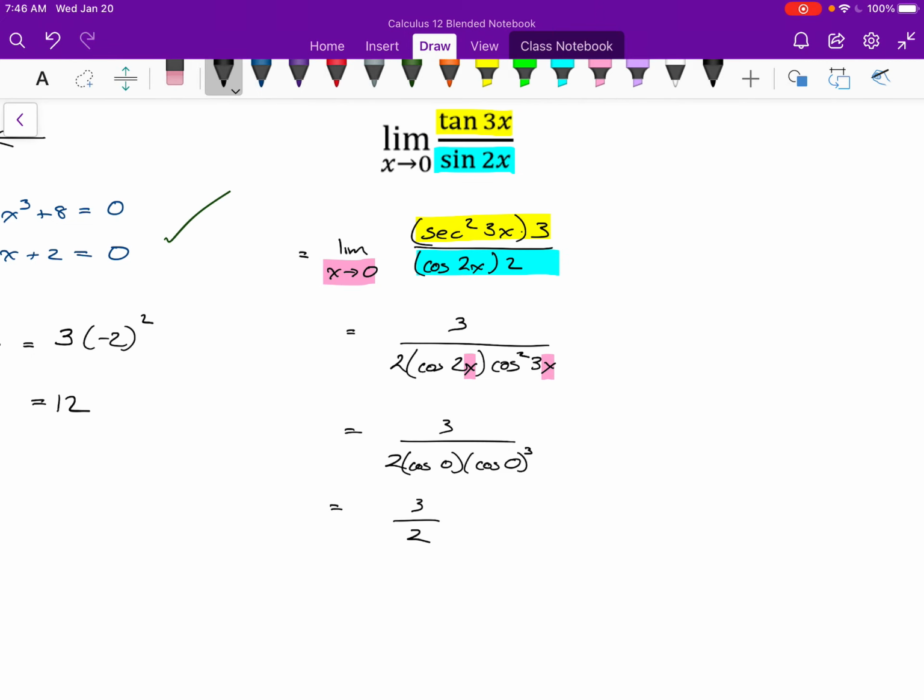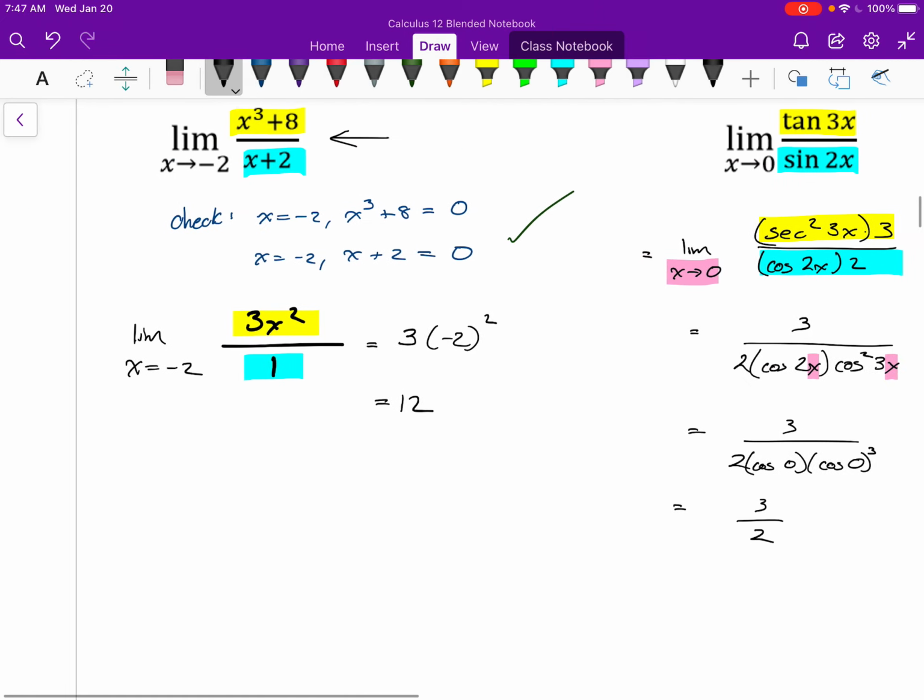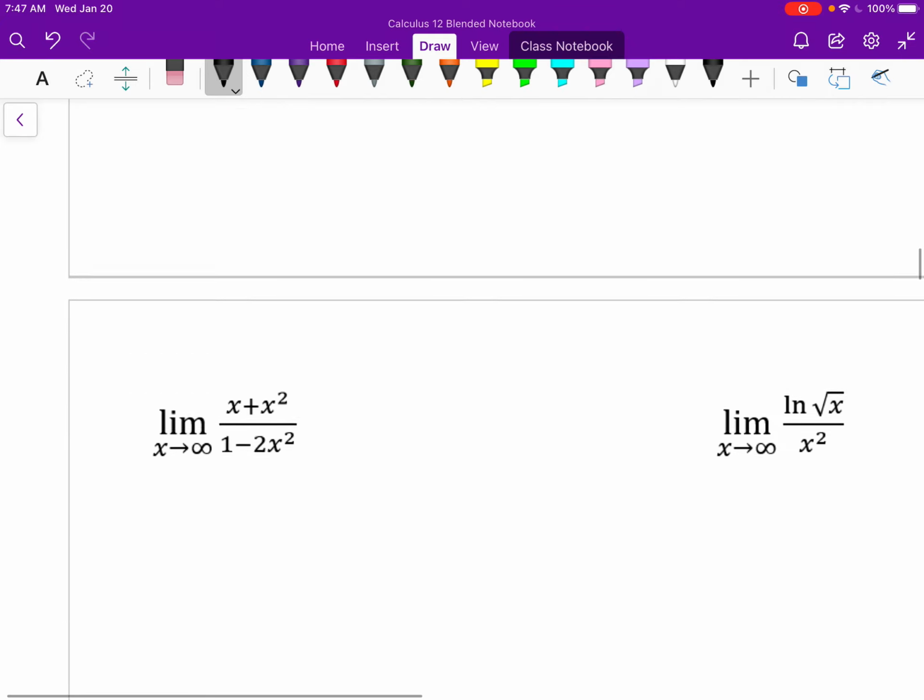OK, let's get going for my pencil dice. Ooh, this is exciting. Let's try these ones.